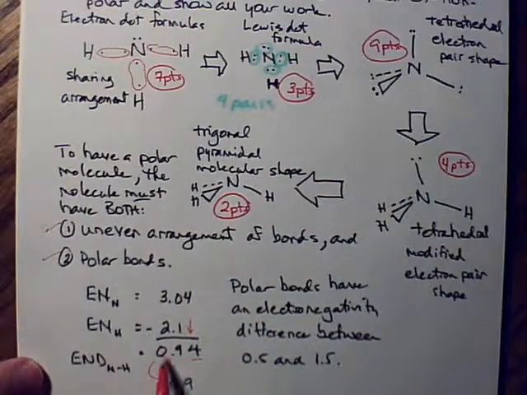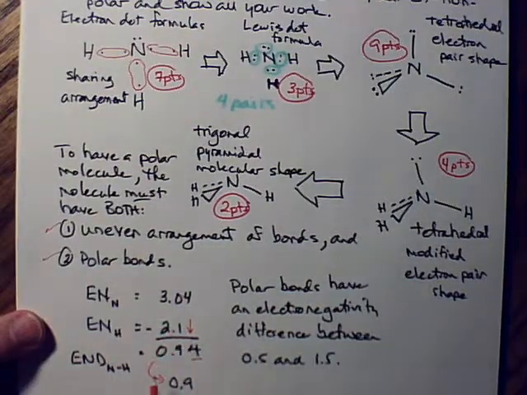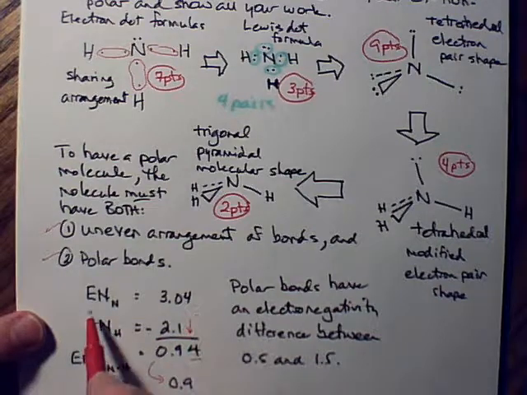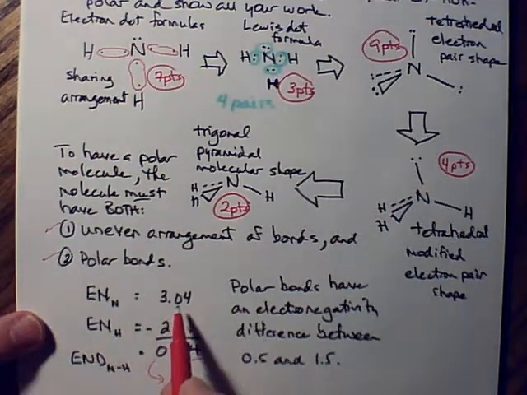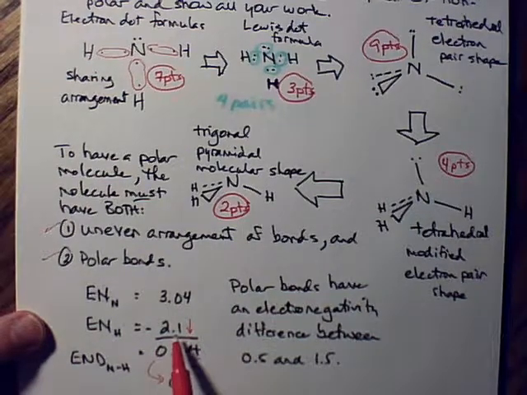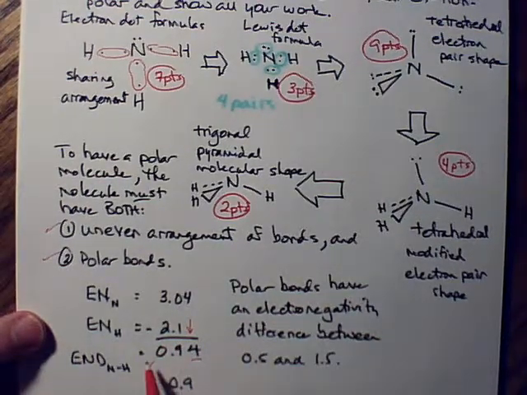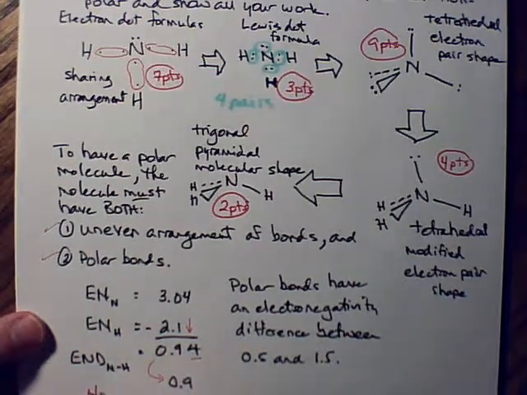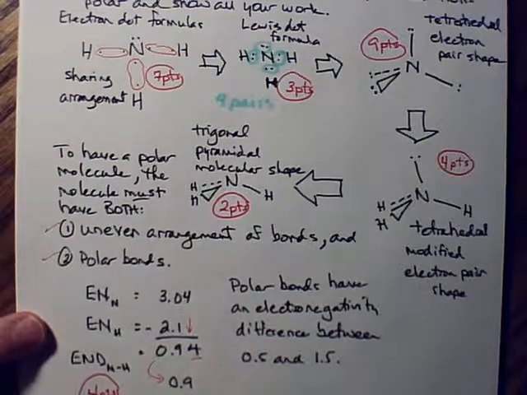Okay? You're going to have to determine the electronegativity difference. So if you're going to show all your work, you've got to show the electronegativity for nitrogen, that's a point. Show the electronegativity for hydrogen, that's a point. And subtract properly, that's a point. And round off properly, that's a point. So that's a total of 4 points for this.